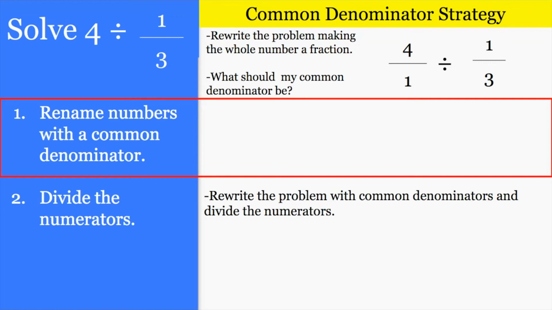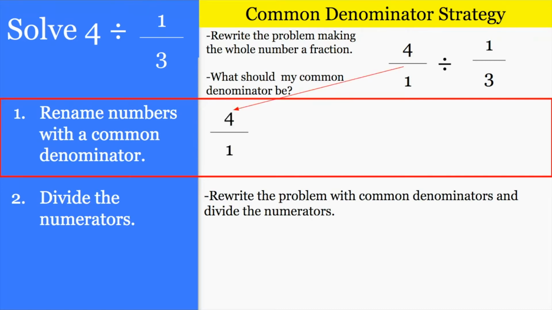Now, the first step in the common denominator strategy: rename numbers with a common denominator. When I look at my denominators, I notice I have a 1 and a 3. So I need to decide, well, what is my common denominator going to be? Since 3 is a multiple of 1, I'm going to choose 3 as my common denominator. That's a good choice because now I do not need to even change the 1/3. I only need to rename 4 over 1.